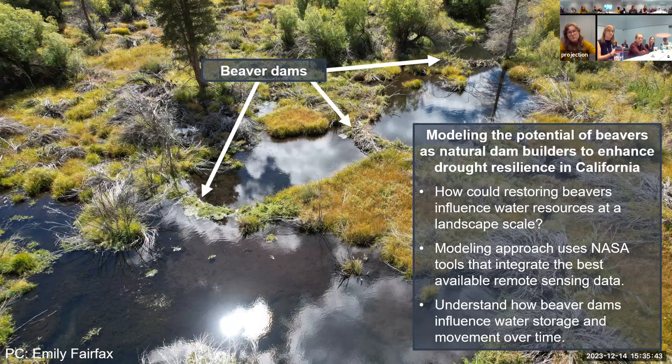We're collaborating with the Center for Biological Diversity and the NASA Goddard Space Flight Center. And by collaborating with NASA, that means we get to use their really high quality, sophisticated land surface models, which help us incorporate the best available remote sensing data and ground-based data and allow us to understand how water moves across the landscape when you put a bunch of beaver dams on the landscape at really high densities.